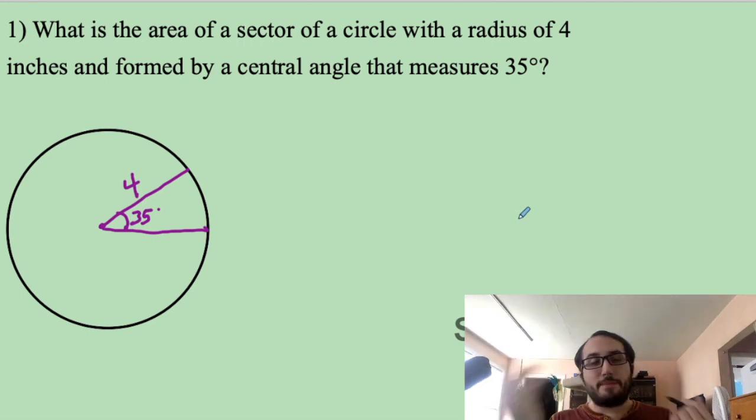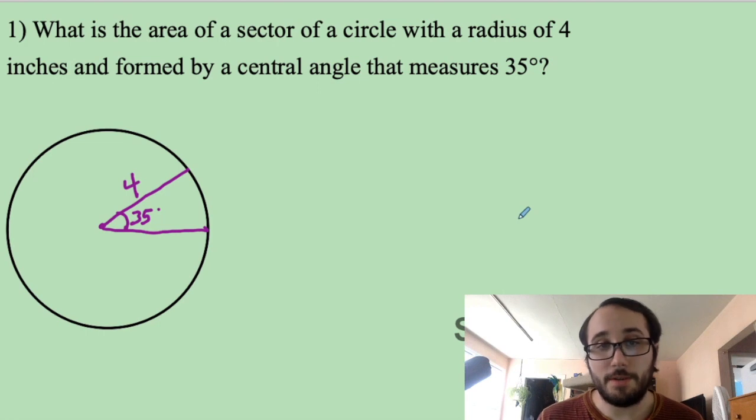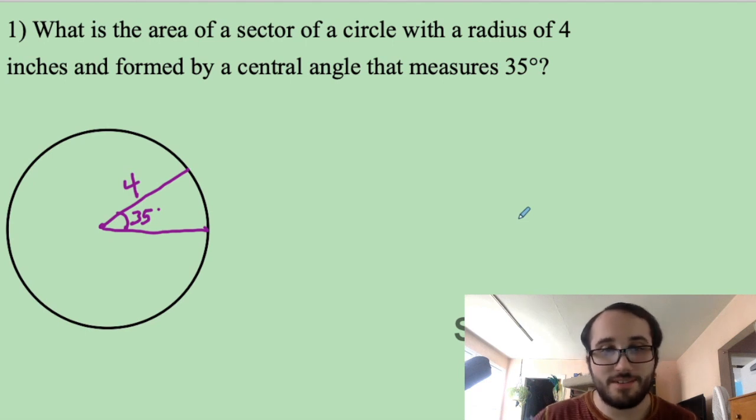Alright, so I have my picture. It doesn't have to be accurate, but it should look kind of like what you think it should look like, right? So we got a circle. We have our central angle that measures 35 degrees, and then we also have that our radius is 4 inches. So if we're trying to find the area of a sector, we just need to use the formula. So I'm going to write out the formula for the area of a sector.